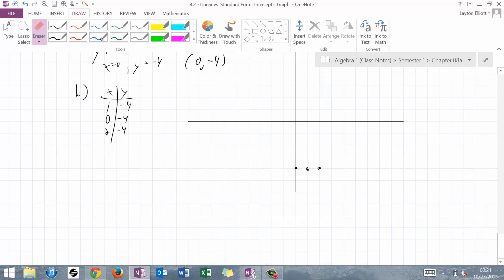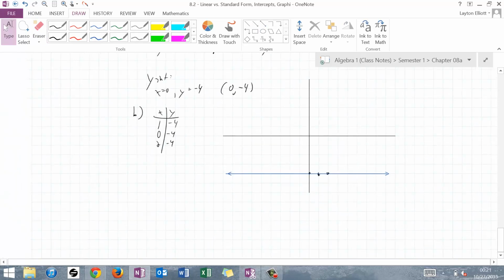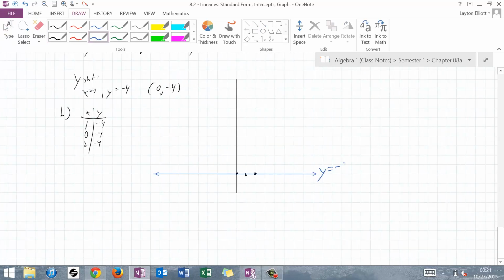Graph it in a different color to make it clearer. There we go. That is a horizontal line. That is y is equal to negative 4. In fact, all y equals lines are horizontal.